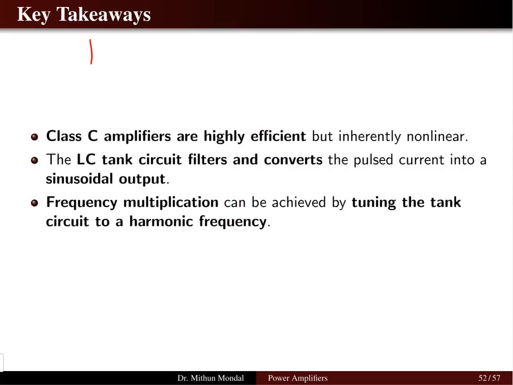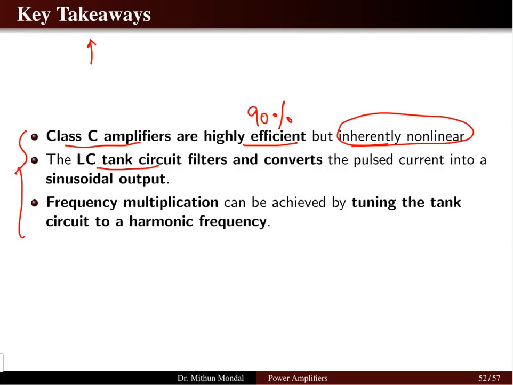So what are the key takeaways from this discussion that we have done till now is that class C amplifiers are highly efficient, about 90%, than class A or class B amplifier, but they are inherently non-linear in nature. The tank circuit, which is the parallel LC network, filters and converts the pulse current into sinusoidal output. So output we are getting sinusoidal because of the tank circuit, and frequency multiplication can be achieved by tuning the tank circuit to harmonic frequency.